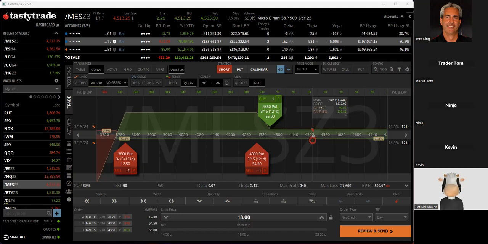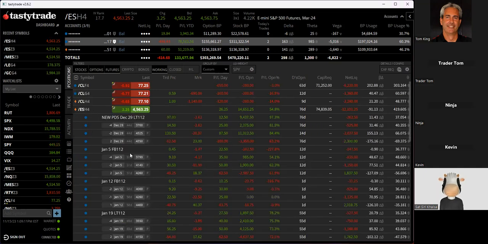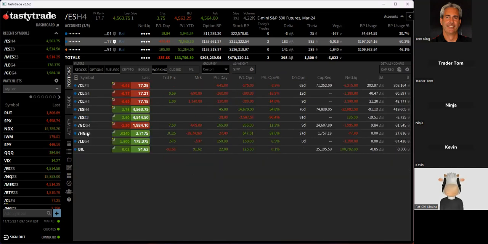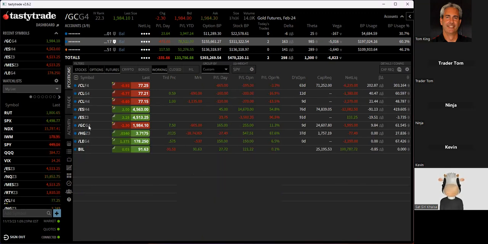Right now, if we look at the portfolio, on the strangle side there are 2 strangles on ES. There were 2 strangles on gold. One just closed a few minutes ago, and as one comes off, I put one on.